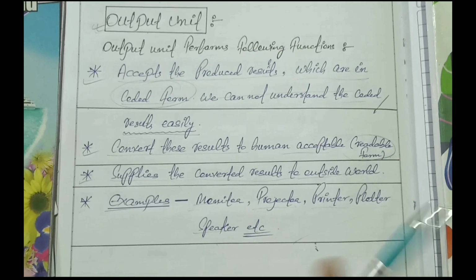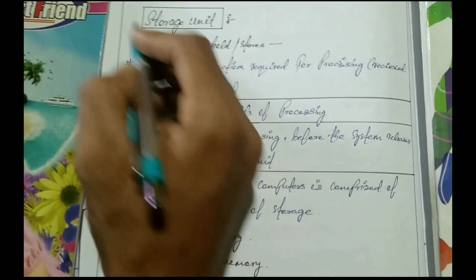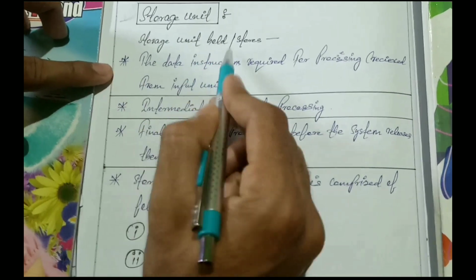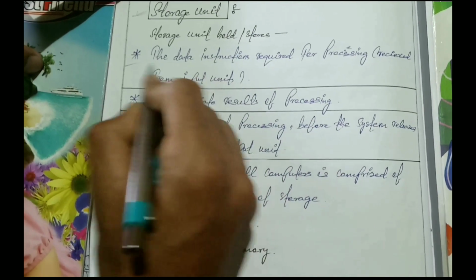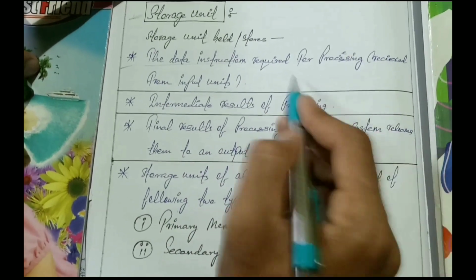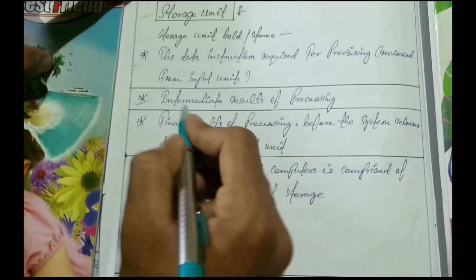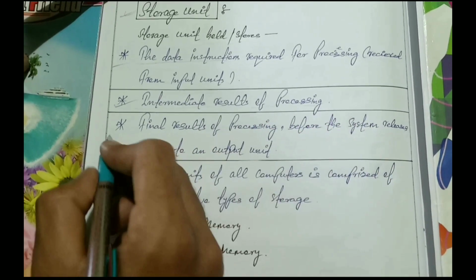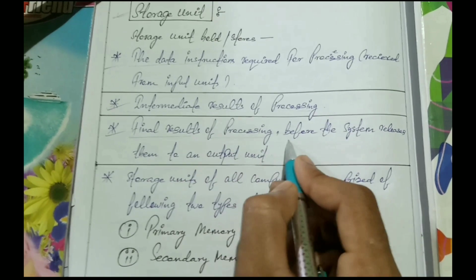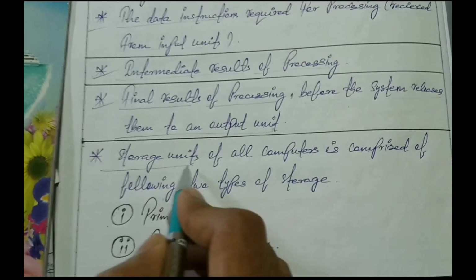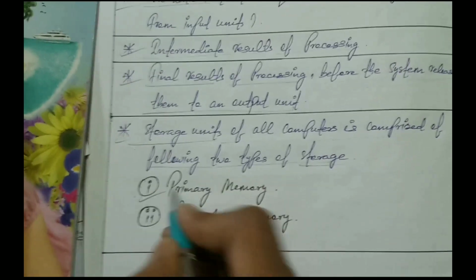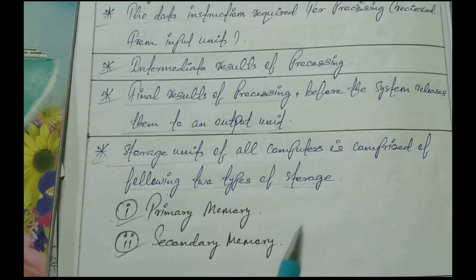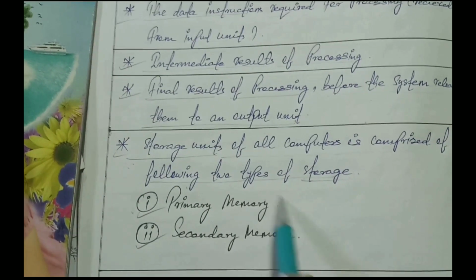Now the storage unit. The storage unit holds or stores the input data, the instructions required for processing received from input units, intermediate results of processing, and final results of processing before the system releases them to an output unit. The storage unit of all computers comprises the following two types of storage: first, primary memory, and second, secondary memory. Now we will understand what primary memory and secondary memory are.